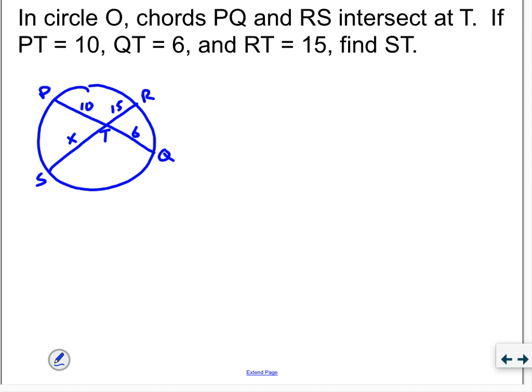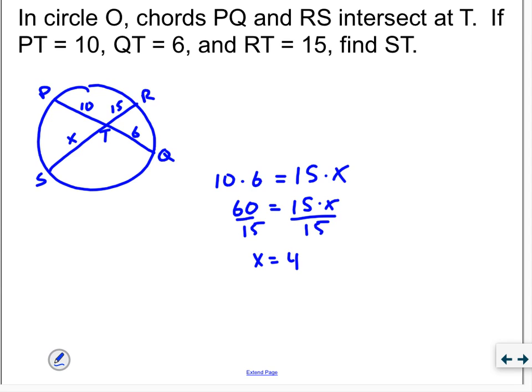Well, let's use our cross chords conjecture that says the product of the segments of the chords are equal. So 10 times 6 equals 15 times X. 10 times 6 is 60. If I divide both sides by 15, I get that X equals 4. So the length of segment ST is 4. That's conjecture 1. Let's see what's coming next.